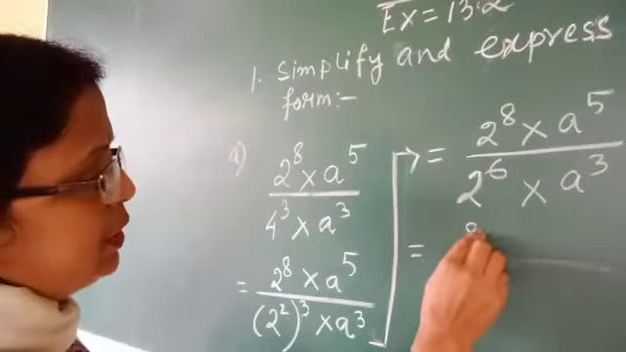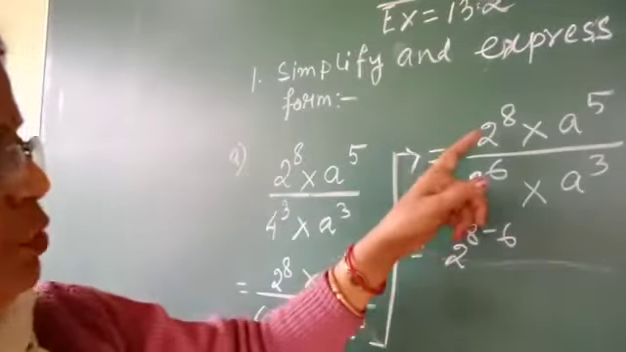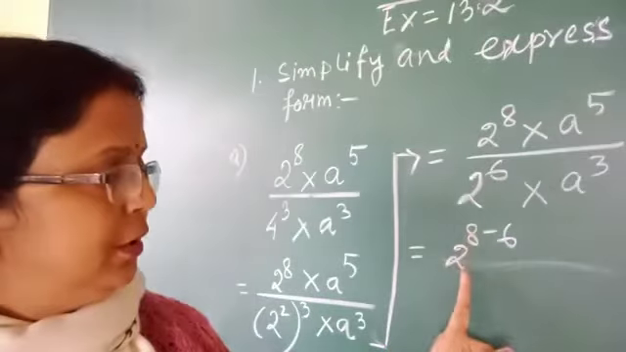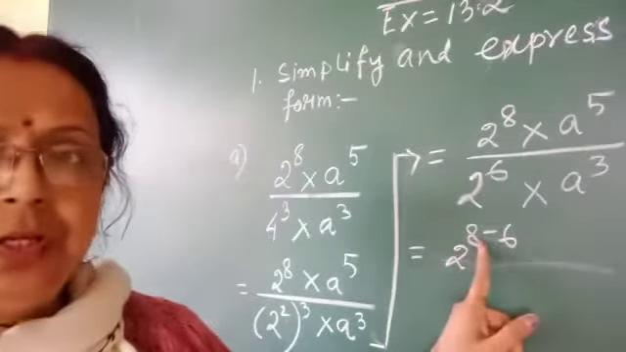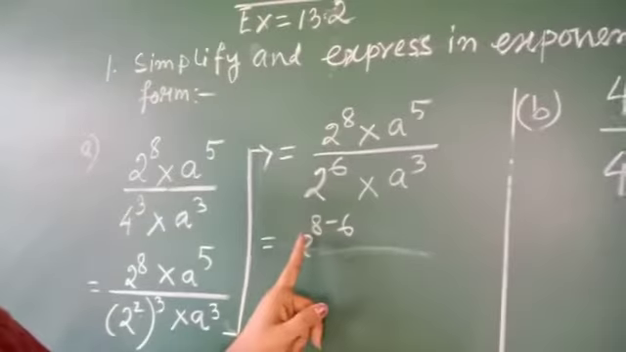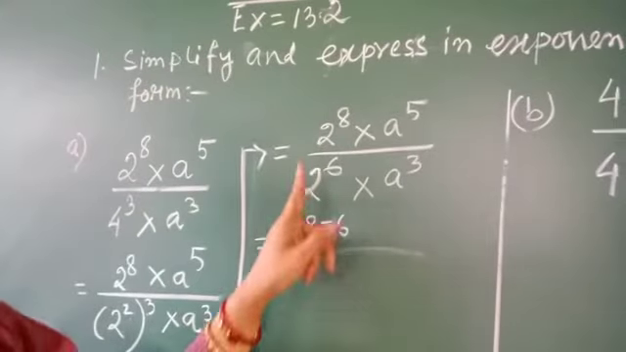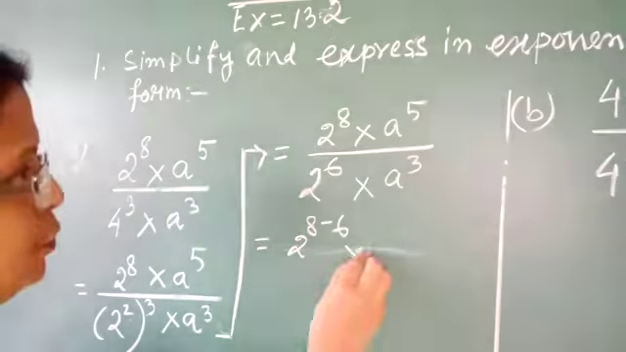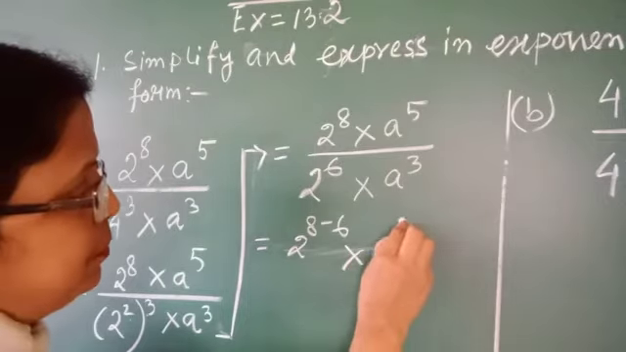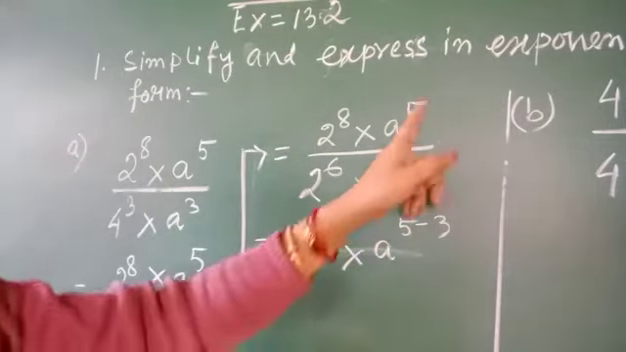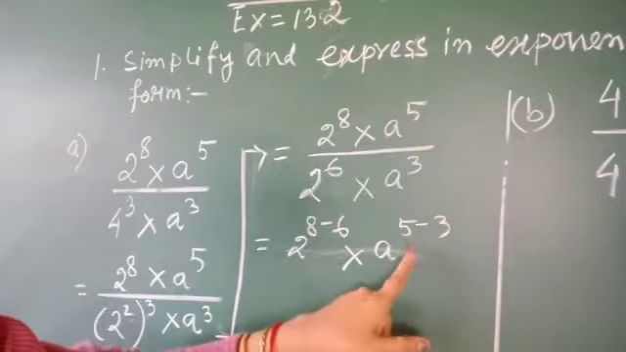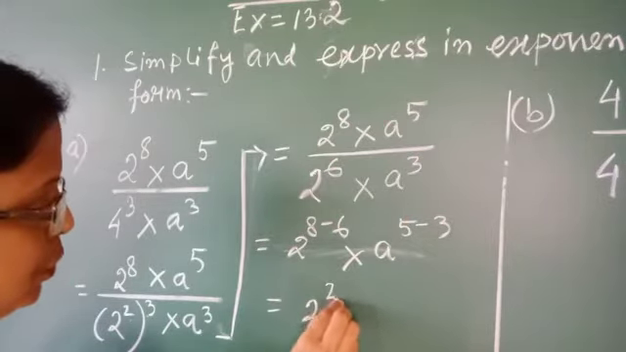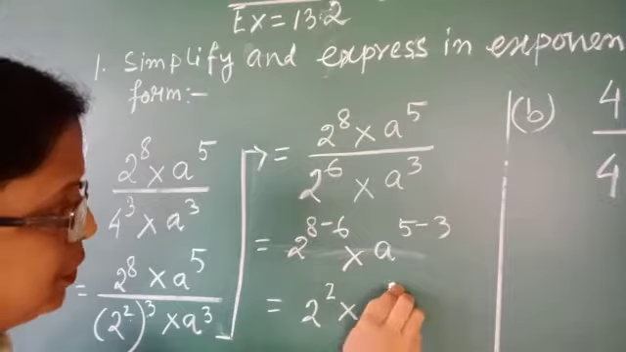2 to the power 8 minus 6. As you know, a to the power m divided by a to the power n is a to the power m minus n, so a to the power 5 minus 3. It is a division condition, so subtraction only. Now 2 to the power 2 into a to the power 2.